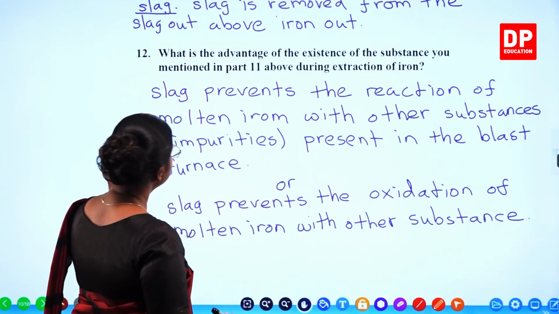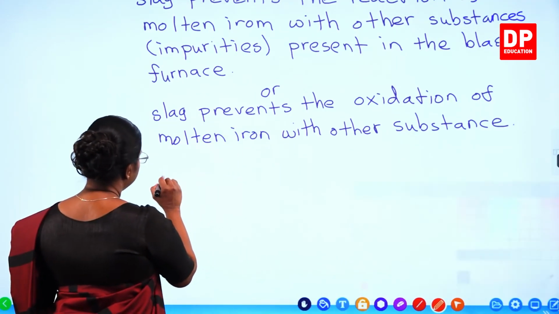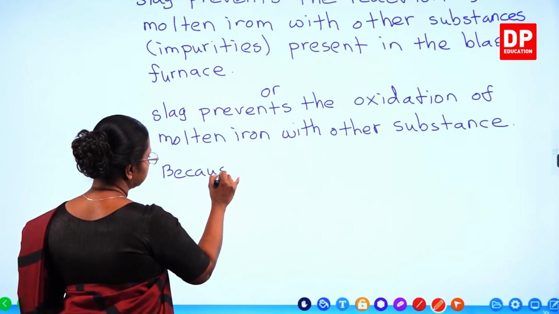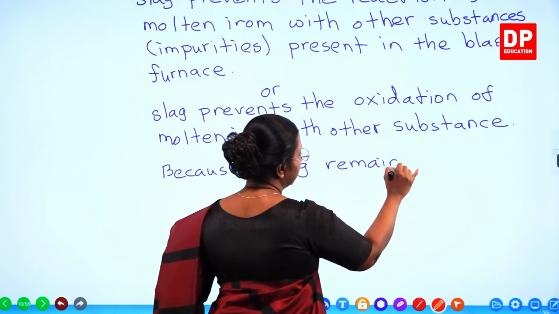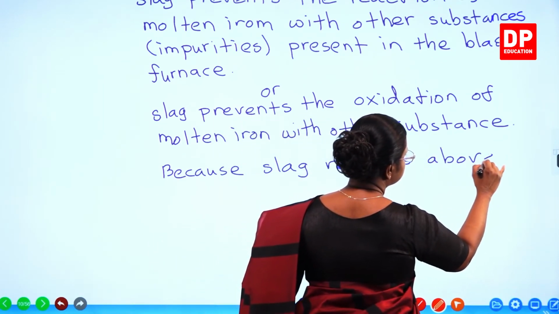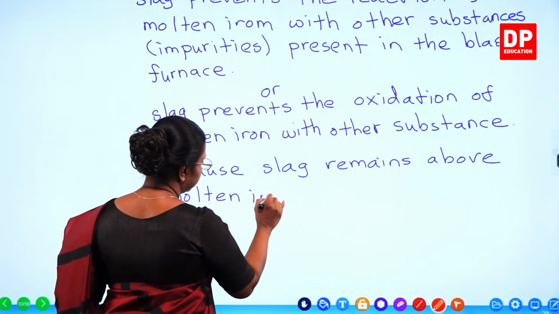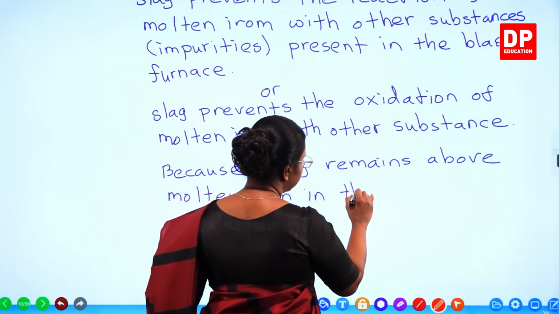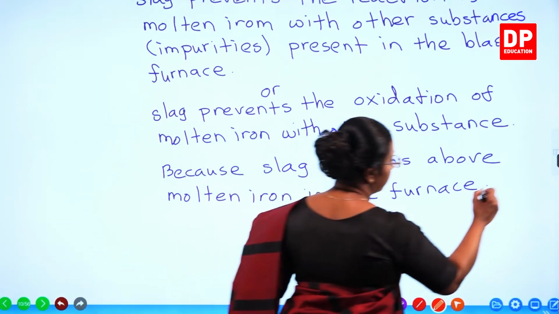So how is this possible? Because slag remains above molten iron in the furnace. So because slag is above molten iron in the furnace, it is able to prevent the reaction. So that also can be included.